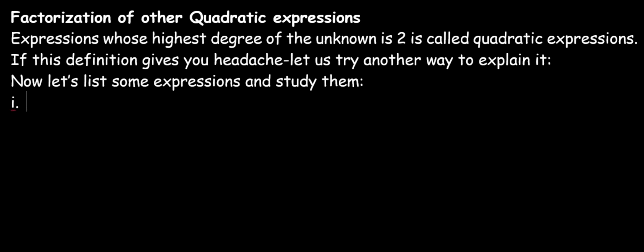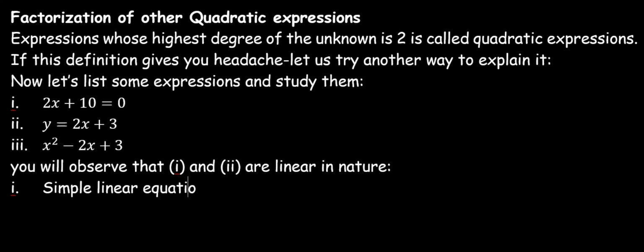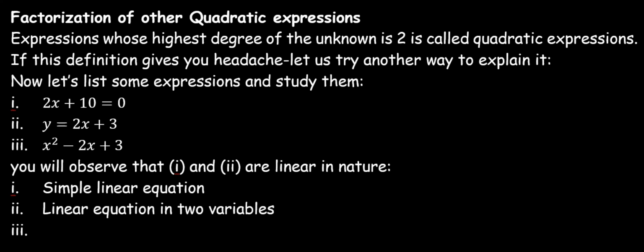One, 2x plus 10 equals to 0. Two, y equals to 2x plus 3. Three, x squared minus 2x plus 3. You will observe that one and two are linear in nature. Then the first one is simple linear equation. That is how we call it, simple linear equation. Then two is linear equation in two variables. Then three is a quadratic expression.